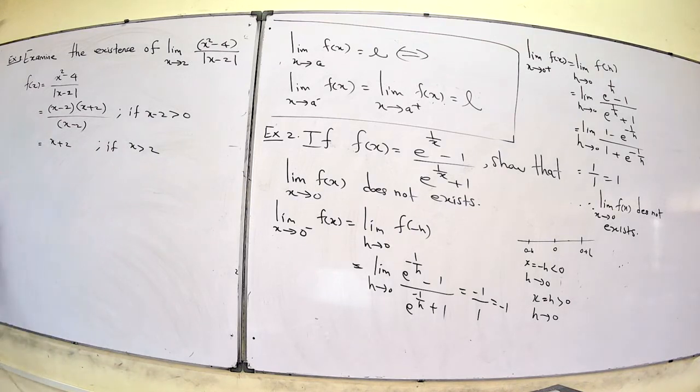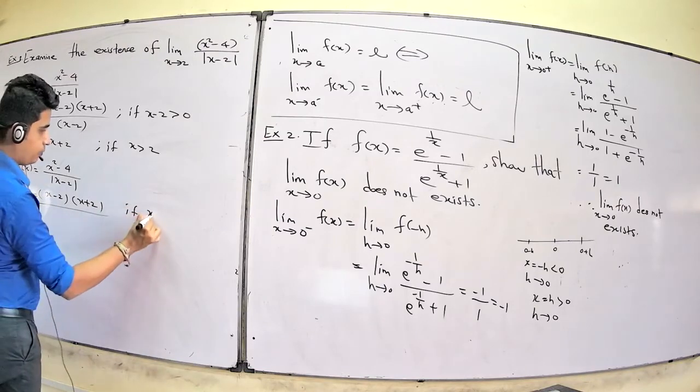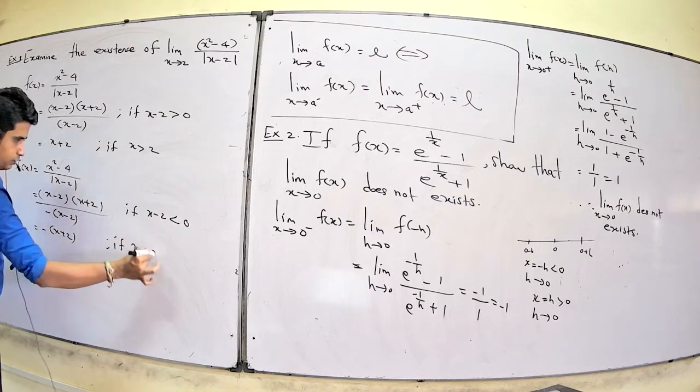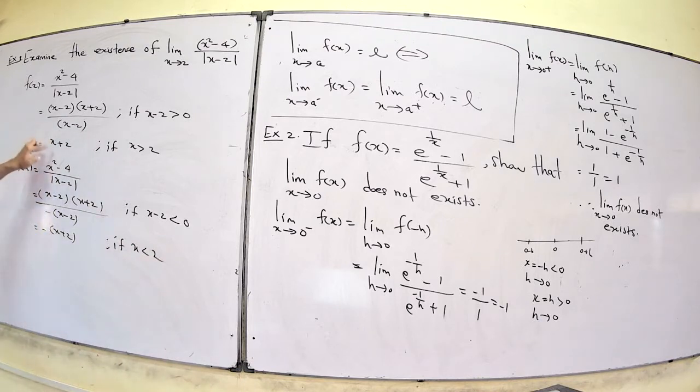But suppose this, suppose you again write f of x equal to x square minus 4 over modulus of x minus 2. Suppose you can factorize x minus 2, x plus 2. Suppose your x minus 2 is less than 0, your modulus value is minus of x minus 2. Okay, minus of x minus 2, then this factor cancels, then you get minus of x plus 2. For this case, x less than 2. For x greater than 2, your value is this one. For x less than 2, your value is this one. Right.